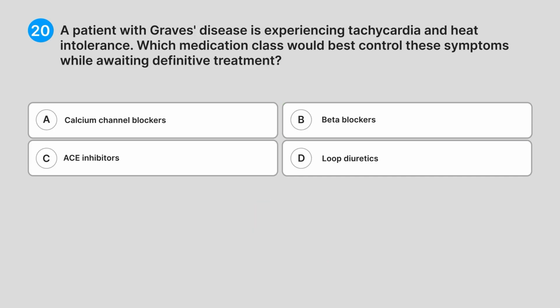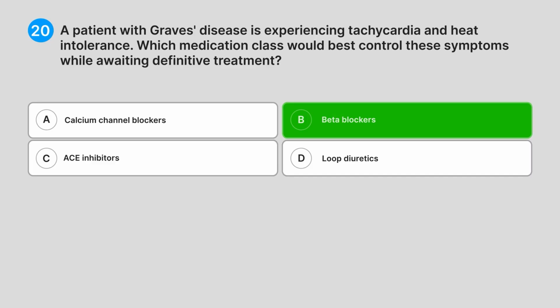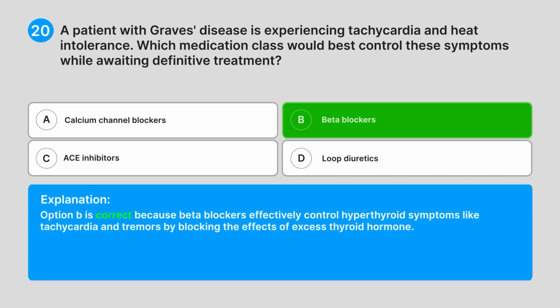Correct answer, B. Beta blockers. Explanation. Option B is correct because beta blockers effectively control hyperthyroid symptoms like tachycardia and tremors by blocking the effects of excess thyroid hormone.